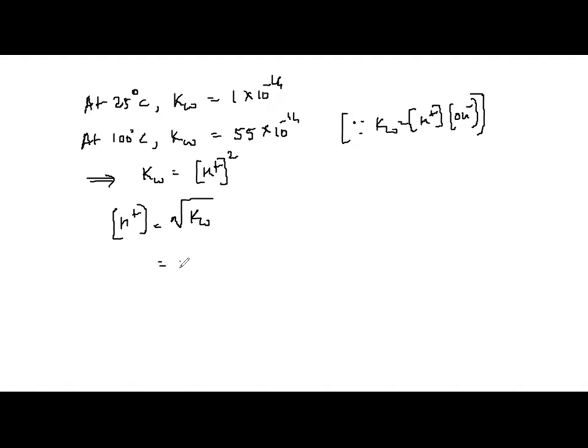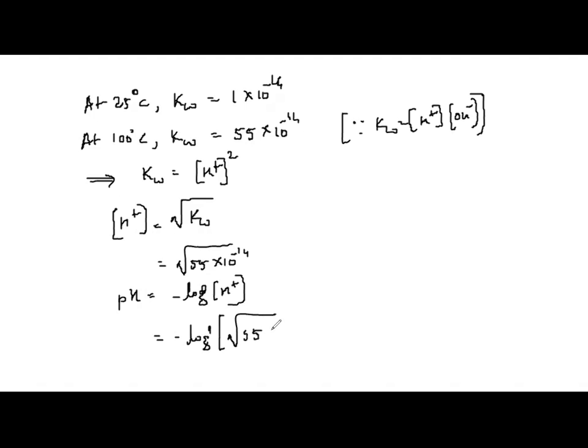And that is equal to how much? Root of 55 into 10 raised to minus 14. So what will be pH? Negative log of H plus ion concentration. And I have got here the H plus ion concentration: negative log of root of 55 into 10 raised to minus 14. Okay, how do we solve it? Root is taken as 1 by 2. Then minus log of 55 into 10 raised to minus 14.